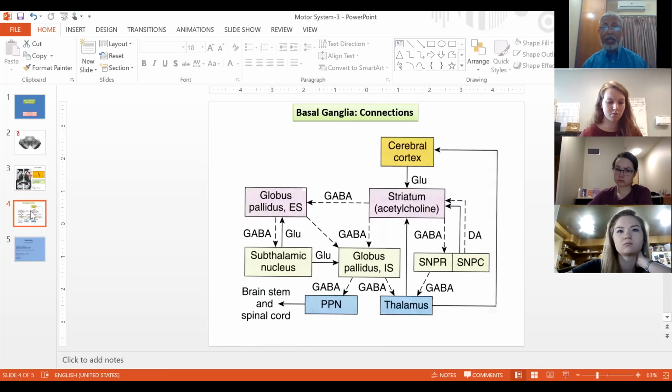Now, let's look at the connections. The connections of the basal ganglia are absolutely important. So, a few connections that I want to show you. One, look at the input that basal.